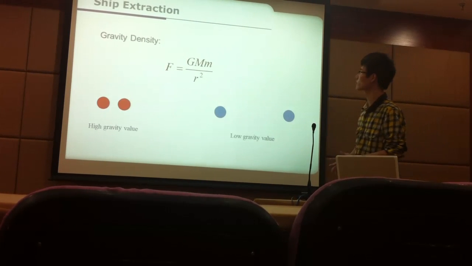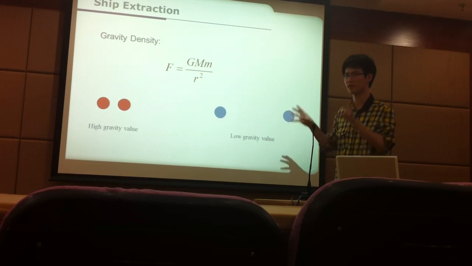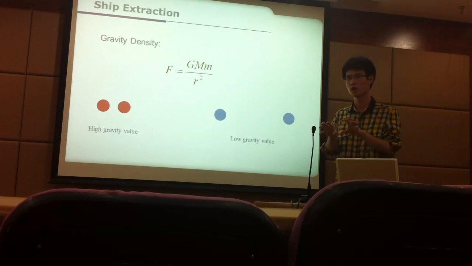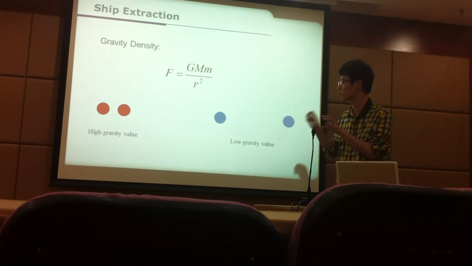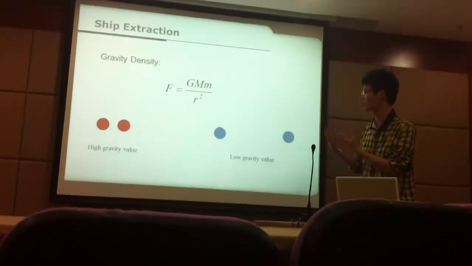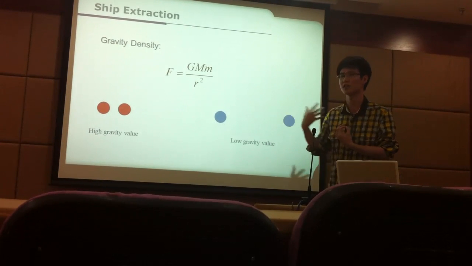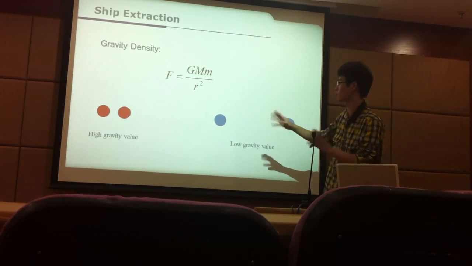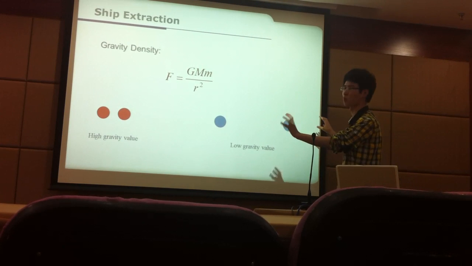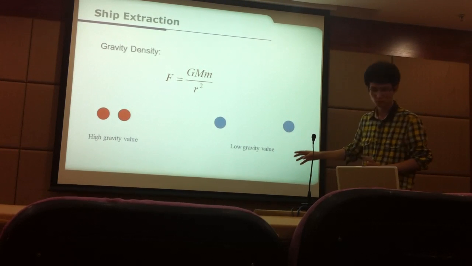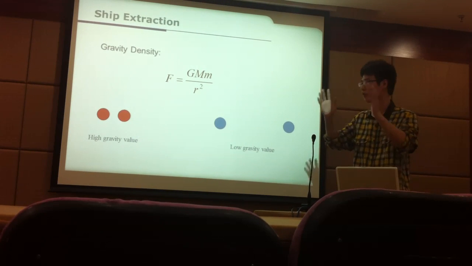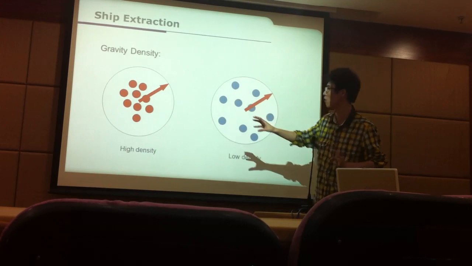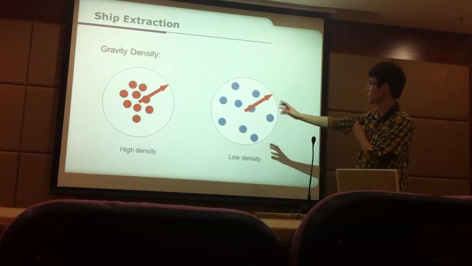And another way is to use the gravity density. Like two planets, if two planets or two objects are very close to each other, they will always have a very strong power that attracts each other. So if the two points are close together, it will have a very high gravity value. If they are a certain distance away, it will have a very low gravity value. So for a ship, it will always have a lot of points being together. If it is being together, then it will have a very strong density. So ships can have very strong density.